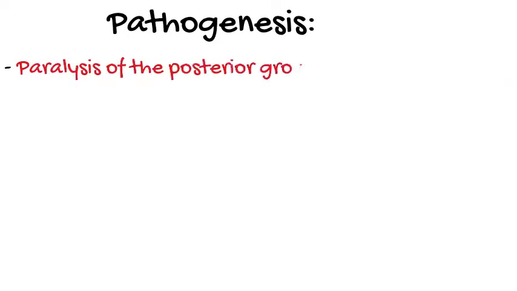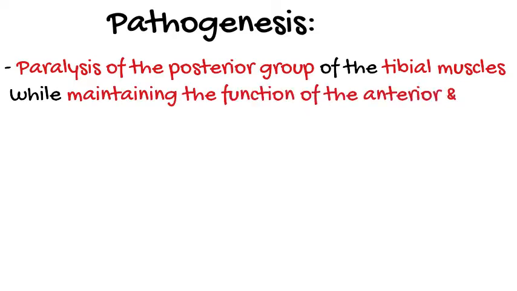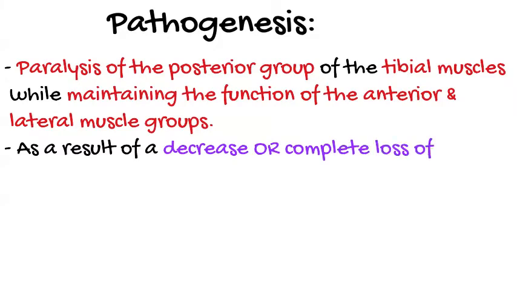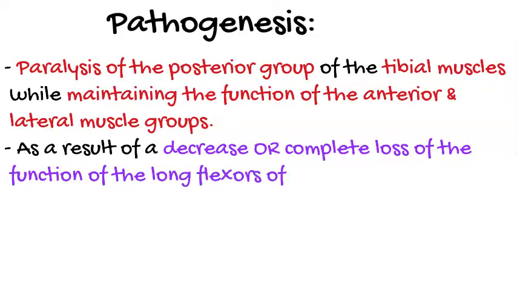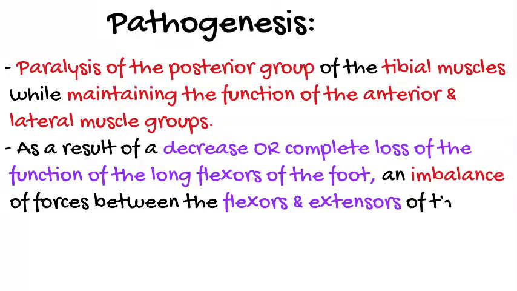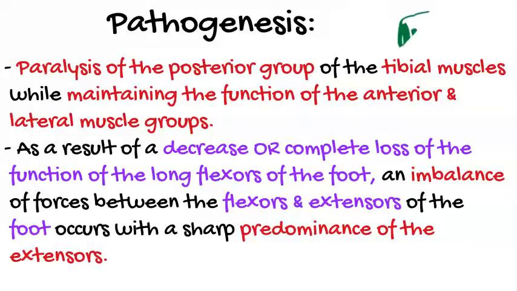The main pathogenesis for development of this deformity is paralysis of the posterior group of the tibial muscles while maintaining the function of the anterior and lateral muscle groups. As a result of a decrease or complete loss of function of the long flexors of the foot, an imbalance of forces between the flexors and extensors of the foot occurs with a sharp predominance of the extensors.